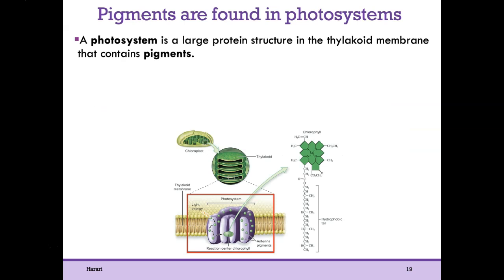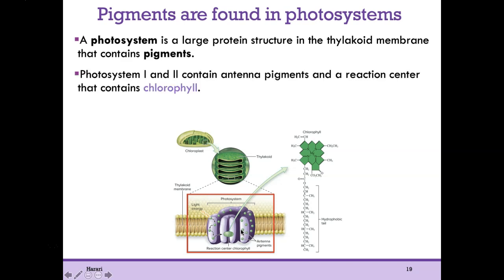Pigments such as chlorophyll are found in photosystems. A photosystem is a large protein structure embedded in the thylakoid membrane that contains pigments. We'll talk about two specific photosystems when we talk about photosynthesis, photosystem 1 and photosystem 2. They both contain antenna pigments and a reaction center that contains chlorophyll. A photosystem reaction center includes the special chlorophyll A molecule that can actually use the energy in photosynthesis. And this is what chlorophyll looks like.